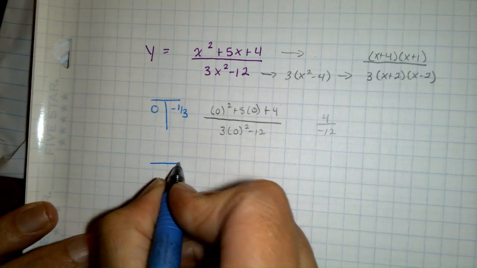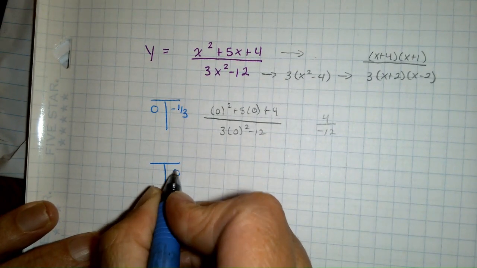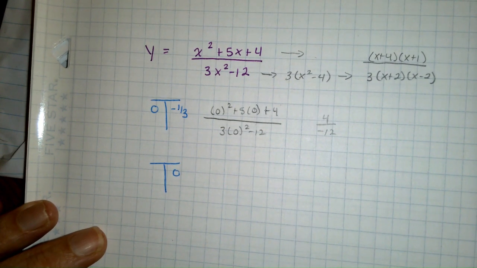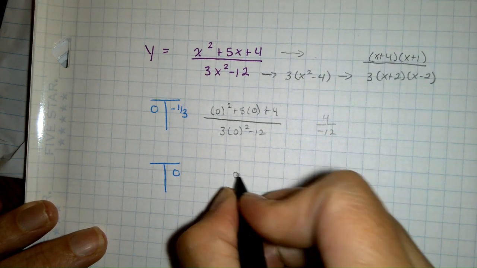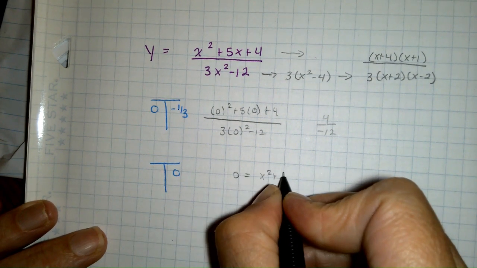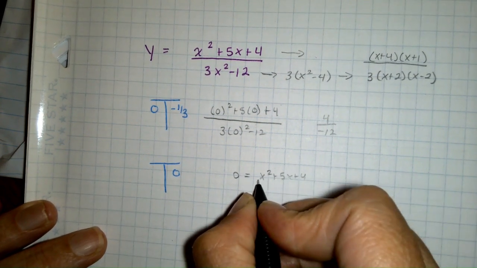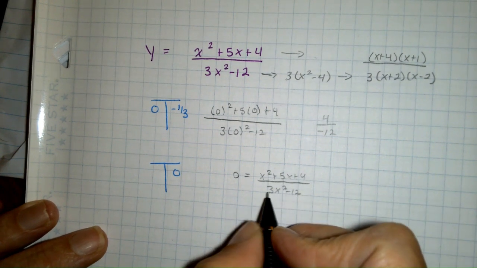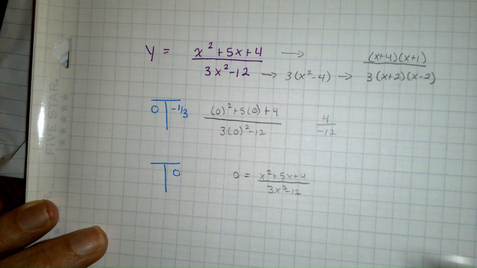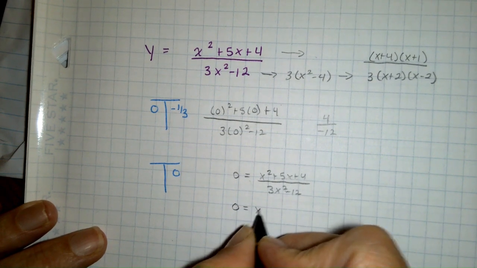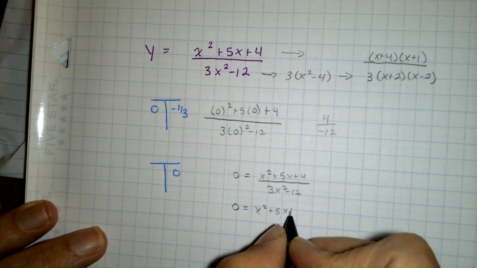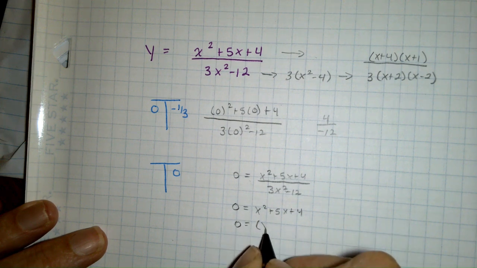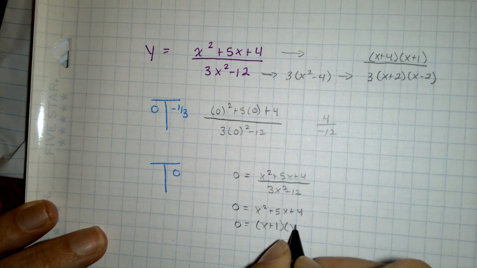Okay, x-intercept. That means we're popping 0 in for y. Now remember, we could have more than one of these, right? So 0 equals x squared plus 5x plus 4 over 3x squared minus 12. When I multiply this to the other side, it gives me 0 equals x squared plus 5x plus 4, or 0 equals x plus 1, x plus 4.